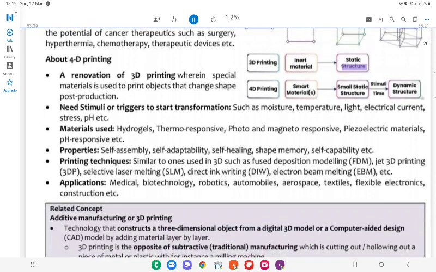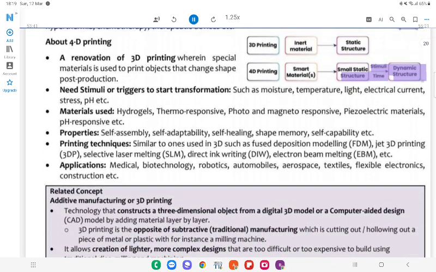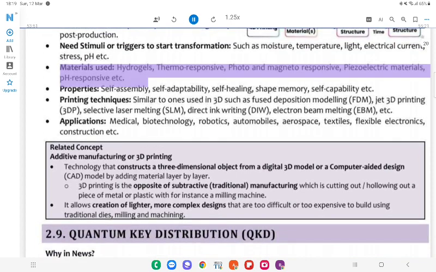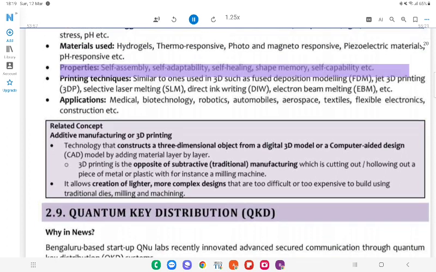3D structure, stimuli, dynamic structure. It needs stimuli or triggers to start transformation, such as moisture, temperature, light, electrical current, stress, pH, etc. Materials used: hydrogels, thermoresponsive, photo and magnetoresponsive, piezoelectric materials, pH responsive, etc. Properties: self-assembly, self-adaptability, self-healing, shape memory, self-capability, etc.